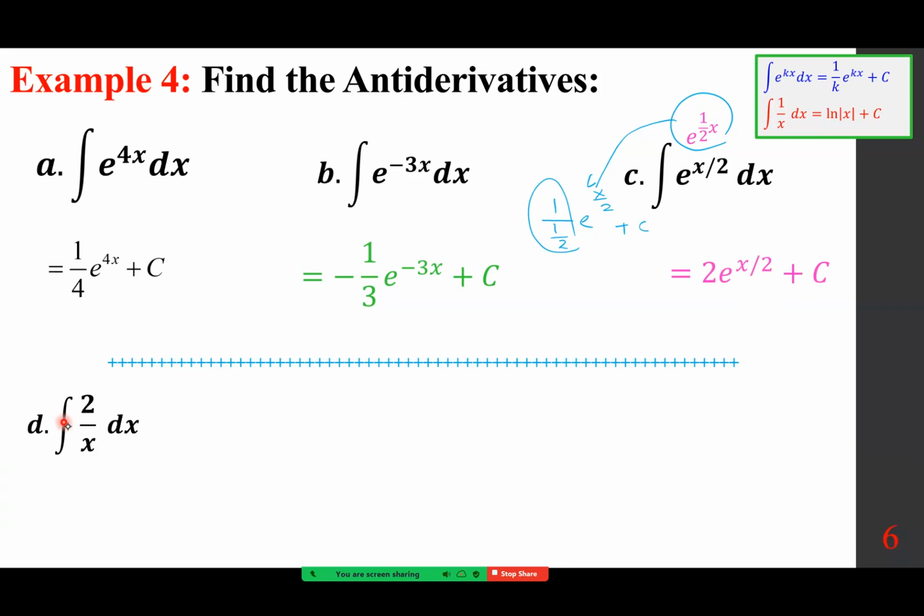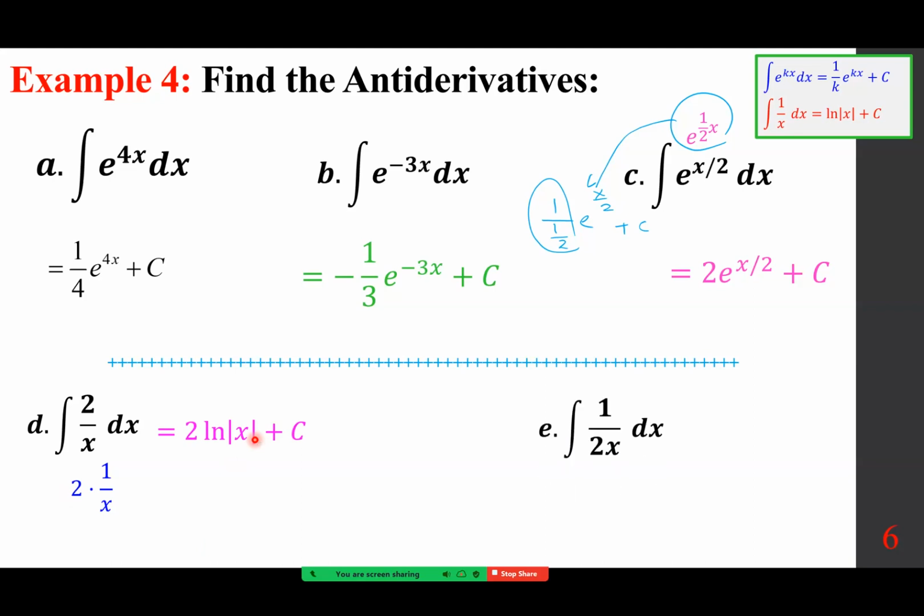If you see the answer, all is fine. If you don't, change this to 2 times 1 over x. The reason we do that, so we can see clearly we are dealing with natural log. So 2 times natural log of x plus a constant. And you recall we use the absolute value because the domain for natural log is 0 to infinity.